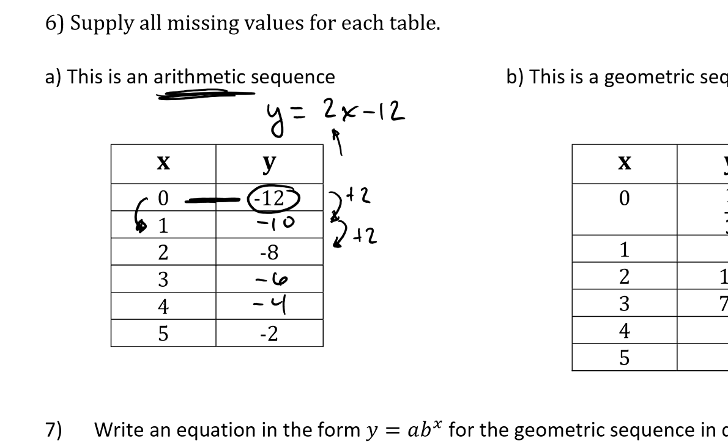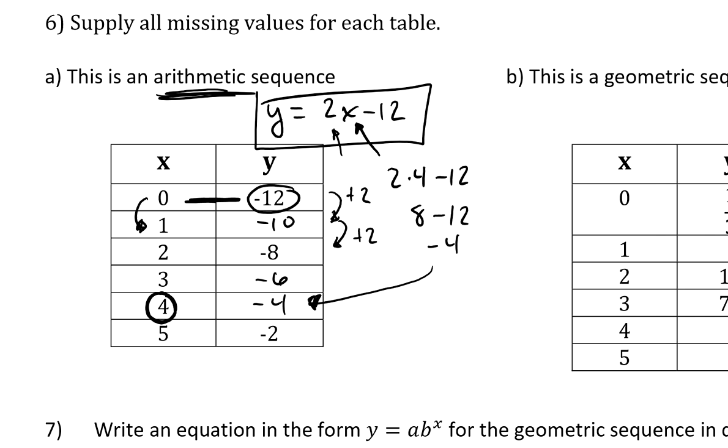And if you plug any of these values in, if I take the number 4 and I put it into this function, this becomes 2 times 4, and then minus 12. 2 times 4 is 8, and 8 minus 12 is indeed negative 4, which is exactly what the functional value should be at that point. So this is the rule for that function.